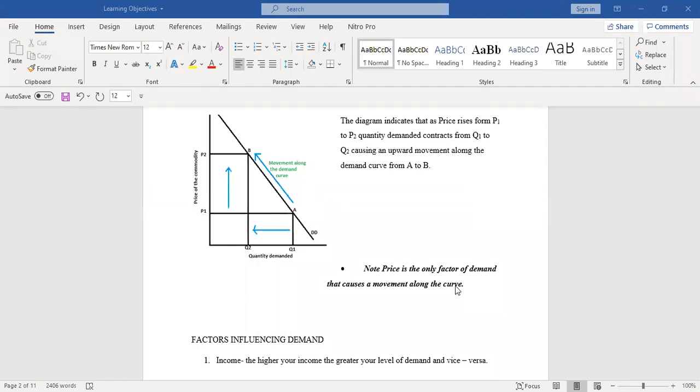So consumers will want to buy more. They want to buy more because it has gotten cheaper. They feel that they're getting a bargain. They feel that they're getting more value for their money. So they will want to buy more.